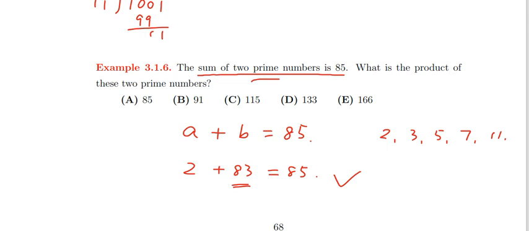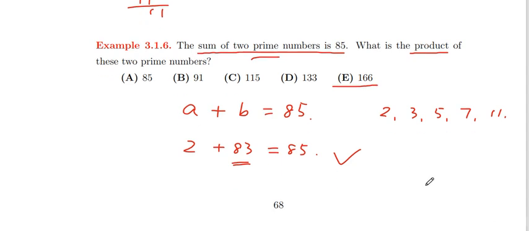So those are the two numbers, 2 and 83. What is the product of these two numbers? Easy, right? 2 times 83, so it should be 166.